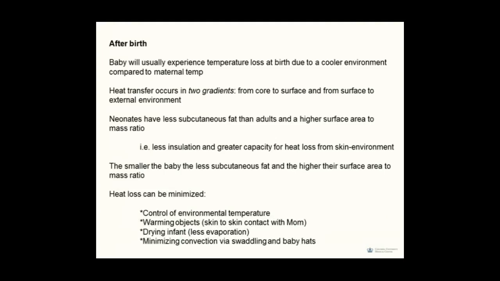So after birth, we know that there's this cooling immediately upon entering the world. Baby goes from an ambient temperature of 98.6 inside of mom to an ambient temperature of whatever room temperature happens to be. Okay, and as a result, baby starts to lose heat, and the heat loss is happening between the baby's core to its skin and between skin and the environment.